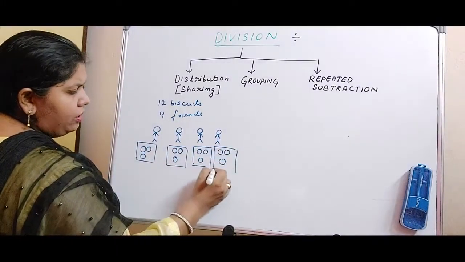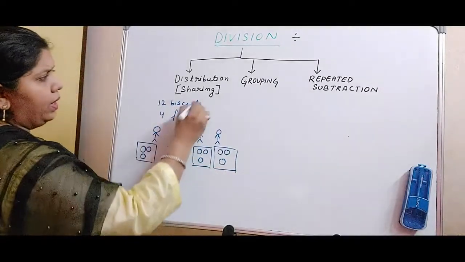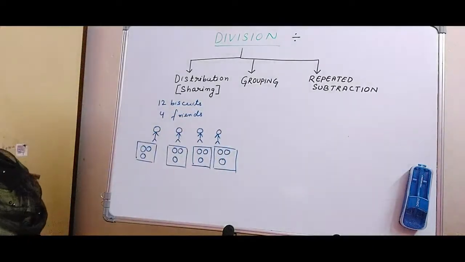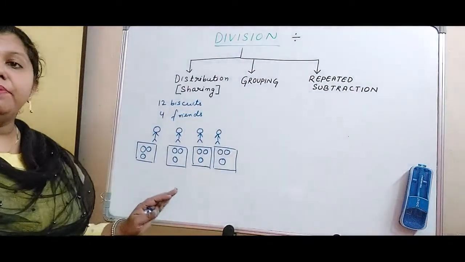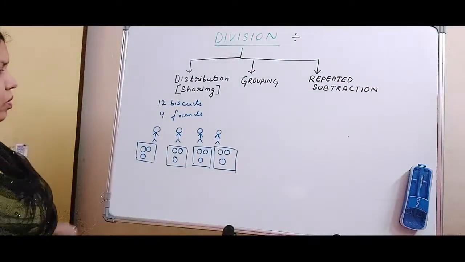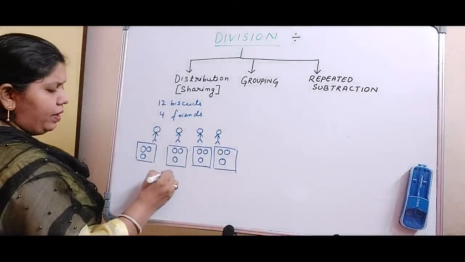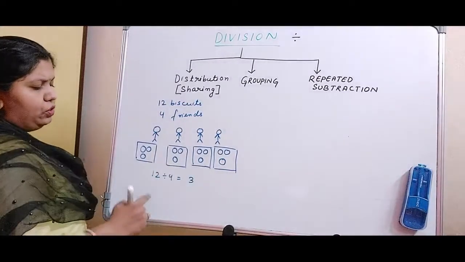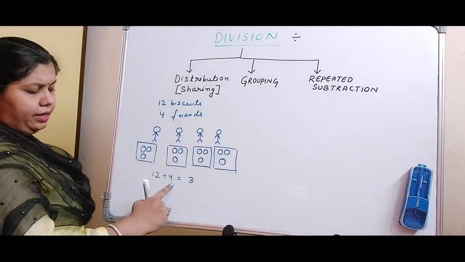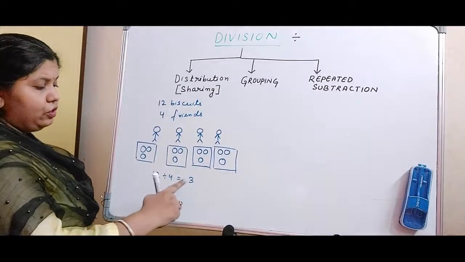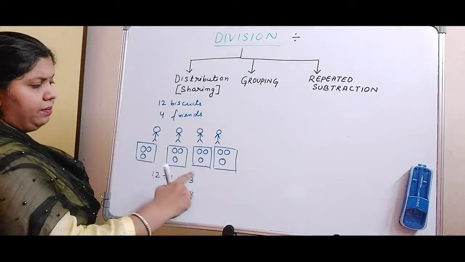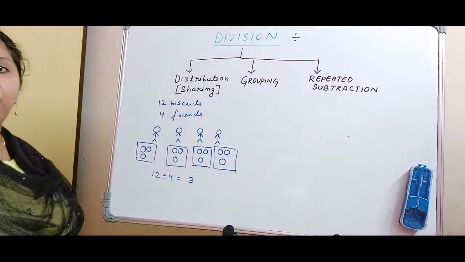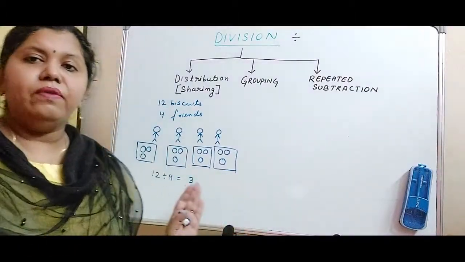So this is called distribution or equal sharing. This is possible only by the method of division. So we are writing here 12 divided by 4 equal to 3. It means 12 biscuits shared by 4 friends, each of the friends is getting 3 biscuits. I hope you have understood this.